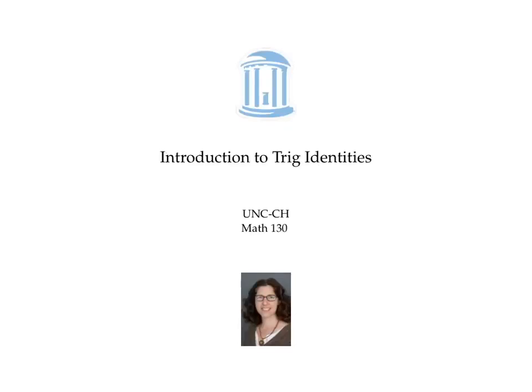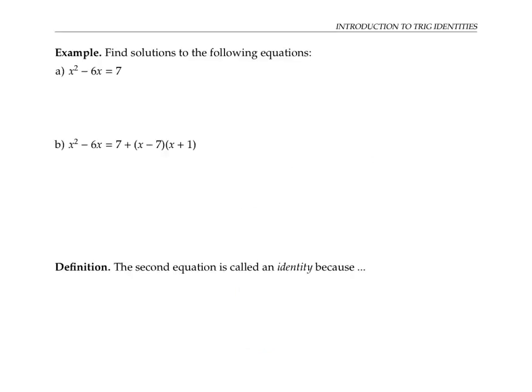This video is about identities involving trig functions like sine and cosine, but I want to start with some examples that just involve quadratic functions. If I want to find the solutions to this equation, I can rewrite it, x squared minus 6x minus 7 equals 0, factor it, x minus 7 times x plus 1 equals 0, set the factors equal to 0, x minus 7 equals 0, or x plus 1 equals 0, and that gives me the solutions x equals 7 or x equals negative 1.